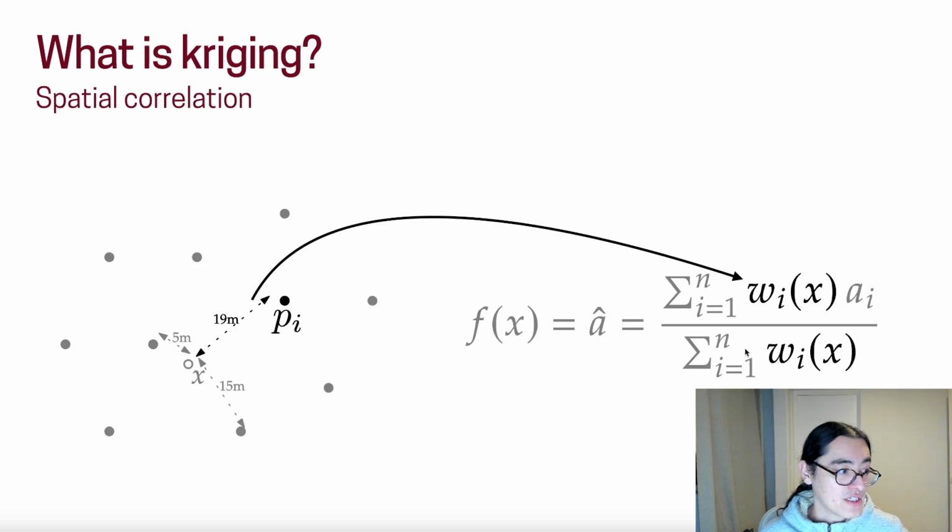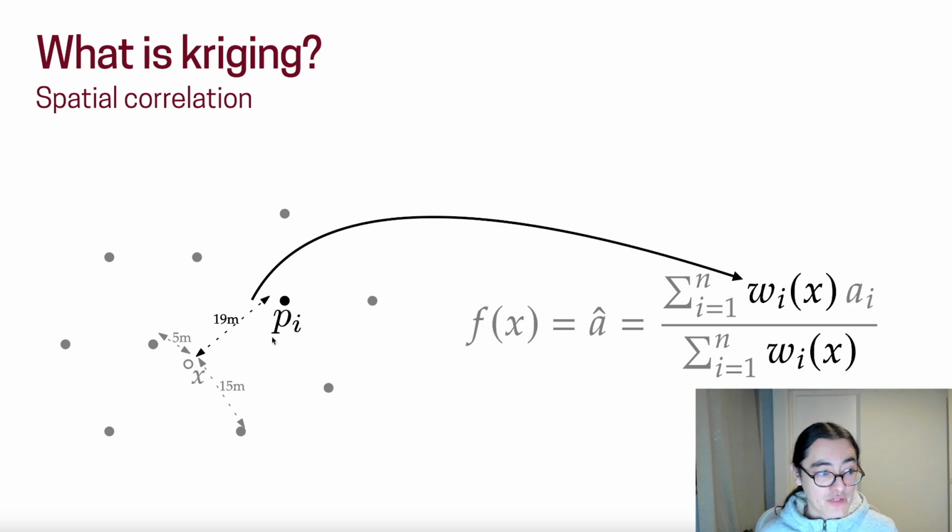So where does this come in terms of kriging? Let's say that we want to do a certain interpolation. We want to interpolate what is the value at x using these 3 different points, one which is 5 meters away, one which is 19 meters away, and one which is 15 meters away. The idea is that the points that are closer together will have a stronger spatial correlation than points that are farther away.